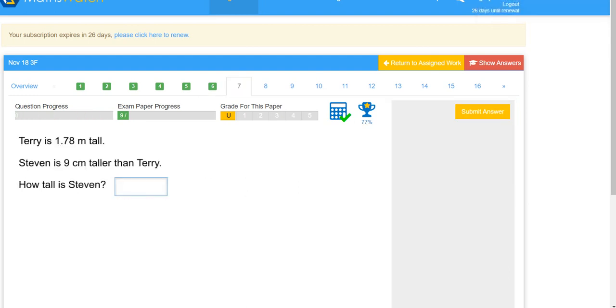Okay, Terry is 1.78 meters tall. Stephen is 9 centimeters taller than Terry. How tall is Stephen? Well, I do my conversion. Terry is 178 centimeters. Stephen is taller than him. So am I adding or subtracting? Well, I'm going to be adding. So I'm going to have 178 centimeters plus 9 centimeters. Stick that in my calculator.